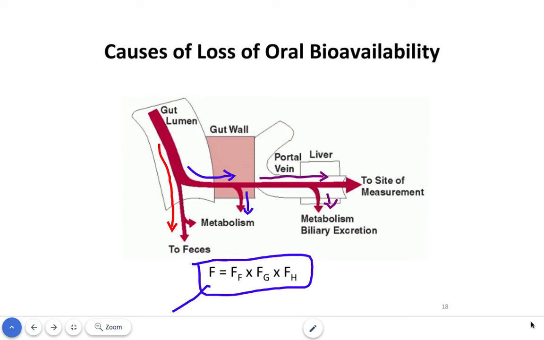Overall bioavailability indicated by uppercase F is equal to F sub F times F sub G times F sub H. Each of those fractions represents the fraction of the dose that was administered orally that was capable of bypassing or circumventing loss through feces, through gut wall metabolism, and hepatic first pass metabolism.